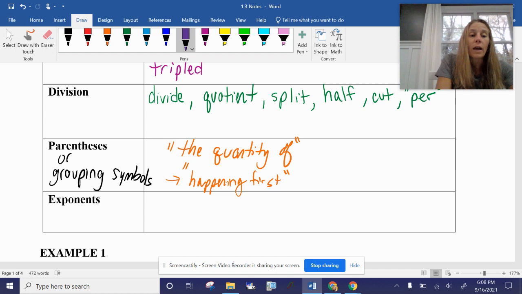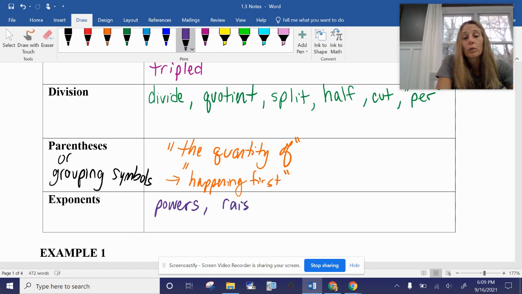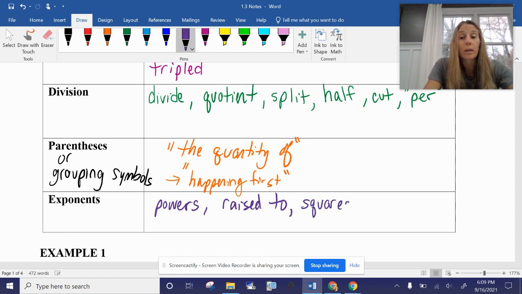And then finally, the last thing we're going to talk about is exponents, which we did talk about some of these terms in lesson 1.1. So we could talk about powers or raised to, maybe squared, if it's raised to the second power, or cubed. Those are some different words that we use to indicate that there will be exponents involved.